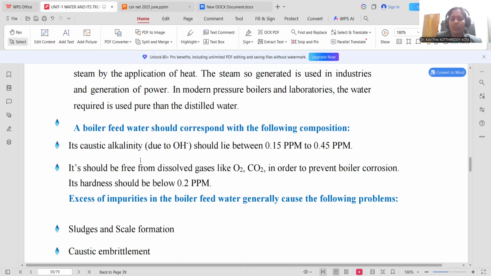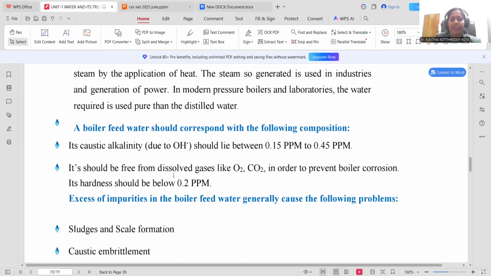Its caustic alkalinity should be between 0.15 ppm and 0.45 ppm, right? Alkalinity may cause caustic embrittlement, which is a kind of corrosion. Here alkalinity means the basic nature. If the water has excess hydroxide ions, that causes weakening of the boiler and corrosion, decay of the boiler, and steam generation may not be possible. So the alkalinity of that water sample must be within 0.15 to 0.45 ppm.